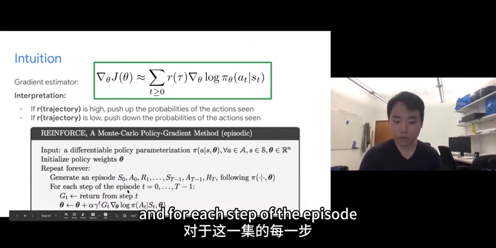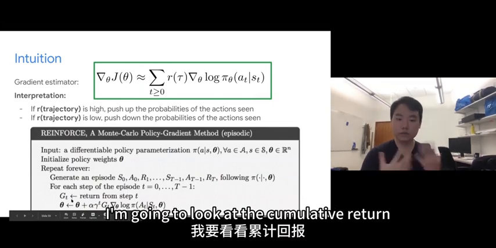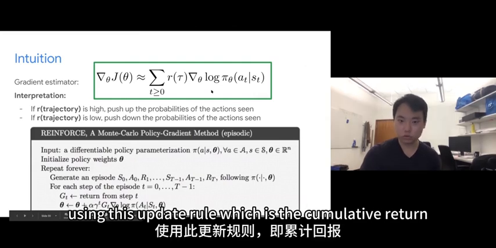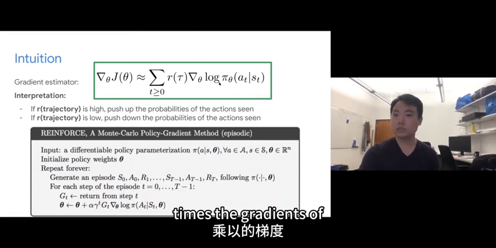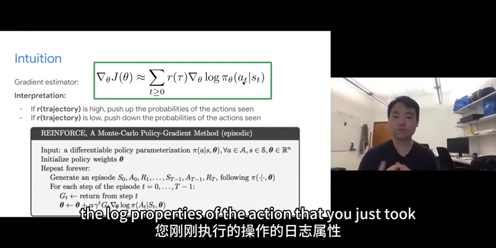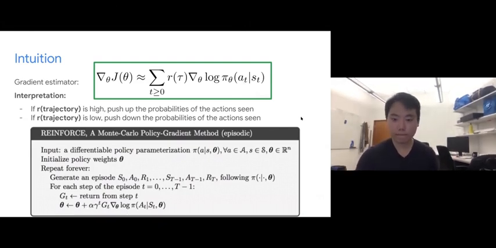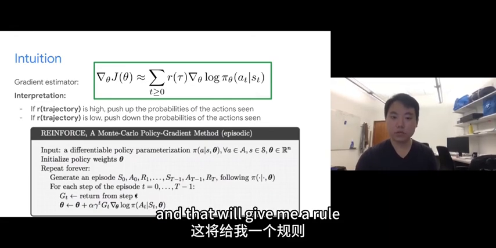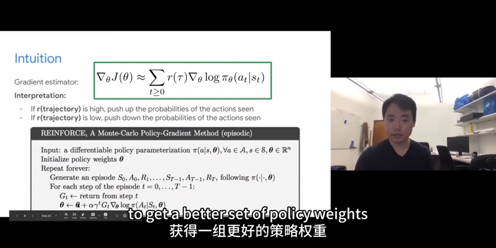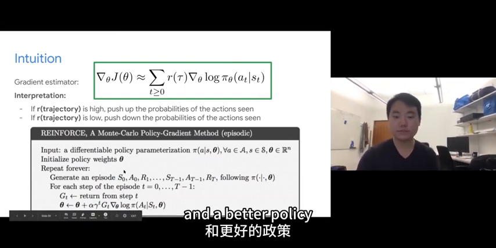And for each step of the episode, I'm going to look at the cumulative return. And I'm just going to update my parameters using this update rule, which is the cumulative return times the gradients of the log probabilities of the action that you just took. And that will give me a rule to compute the gradients with respect to theta, and therefore update theta to get a better set of policy weights and a better policy.